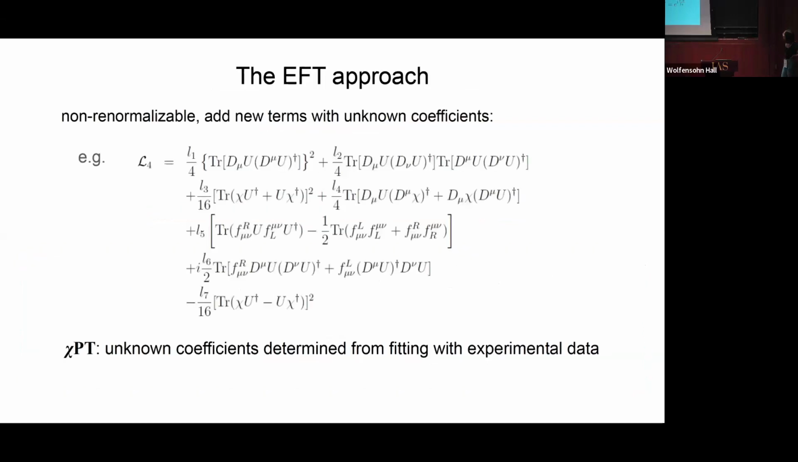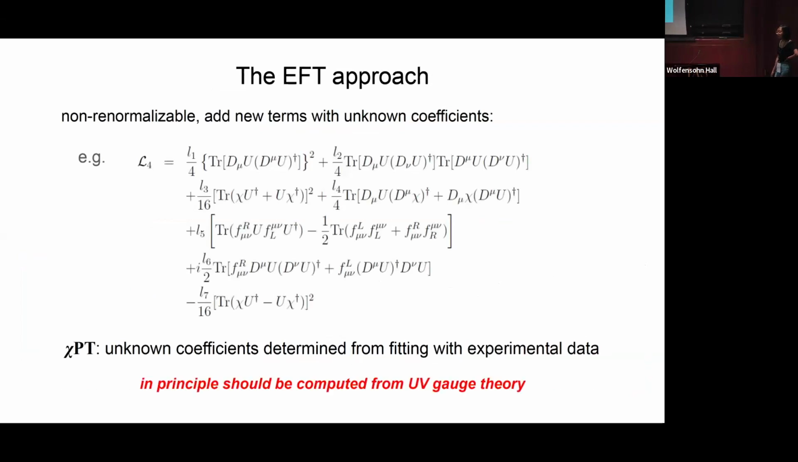This theory is, however, not renormalizable, and the effective field theory approach is to add infinitely many terms with unknown coefficients. And in chiral perturbation theory, these coefficients are determined by fitting with experimental data. But of course, in principle, we should be able to compute them from the underlying UV gauge theory.